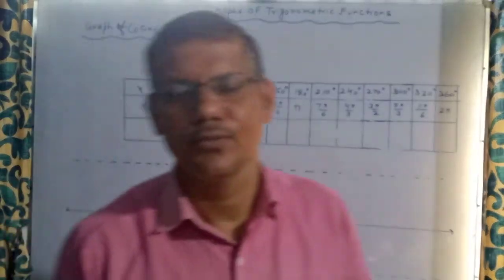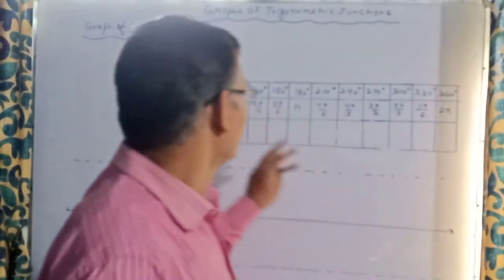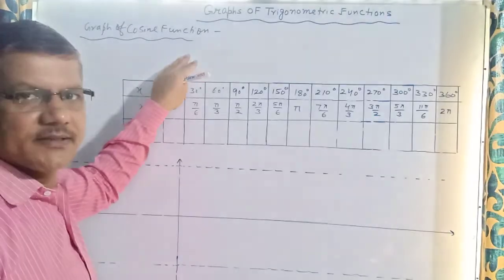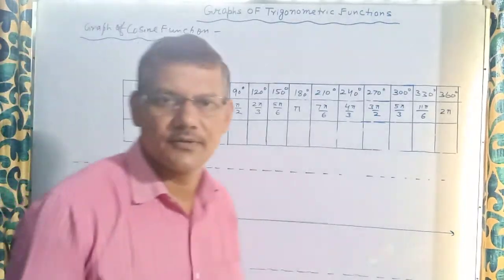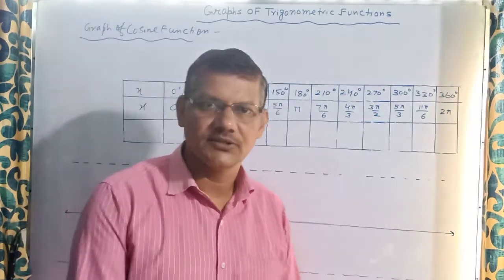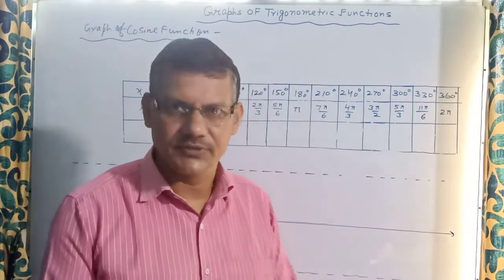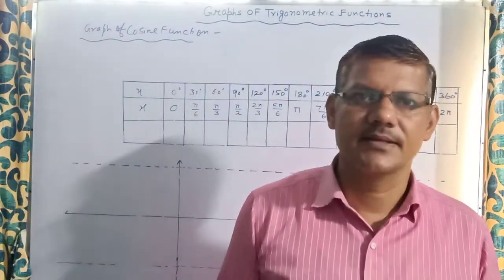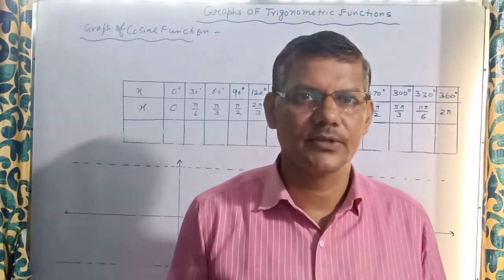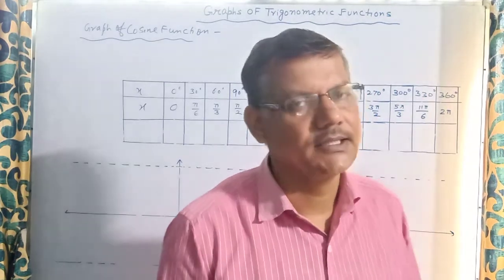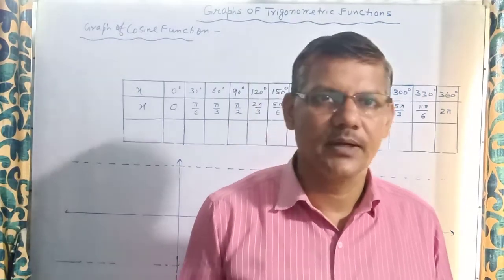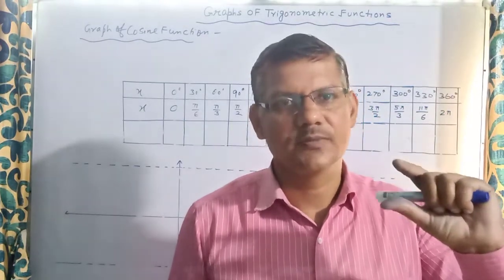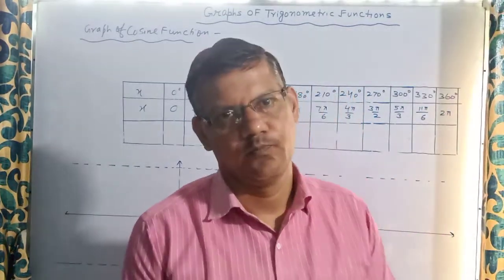Hello everyone, once again we are going to draw a graph of cosine functions. It is very easy since we already completed the graph of sine functions, and there is a change only in the values. The angle remains the same. Again we are going to follow the same scale. On the x-axis, 1 centimeter is equal to 30 degrees, or we can say pi by 6 radian. On the y-axis, 1 small division is equal to 0.5, so 2 small divisions is equal to 1.